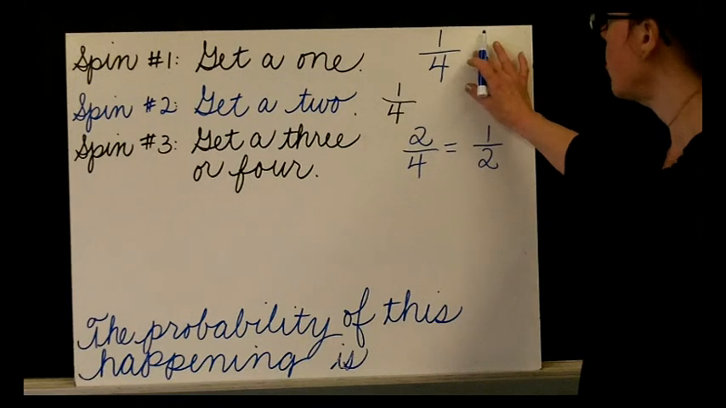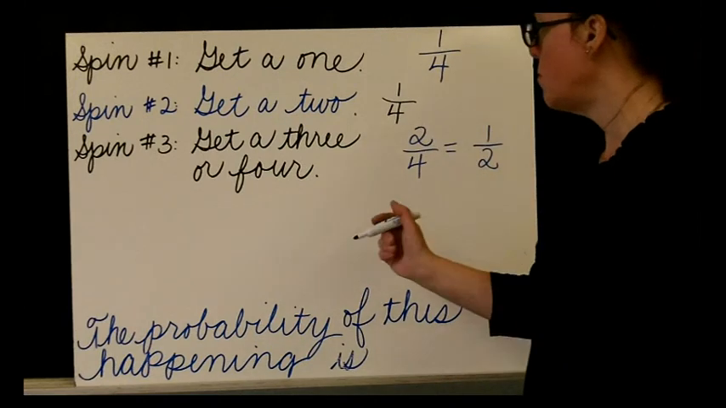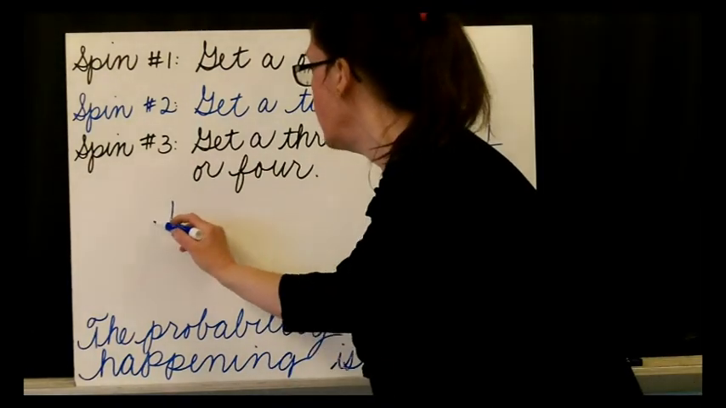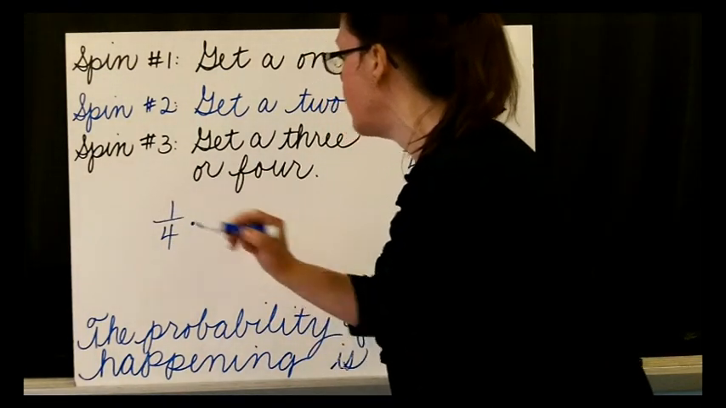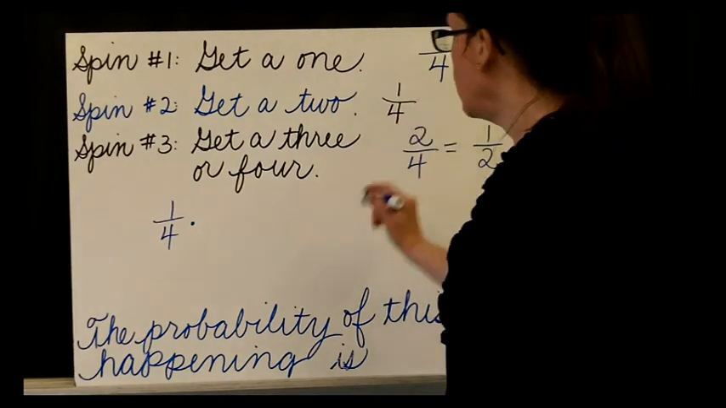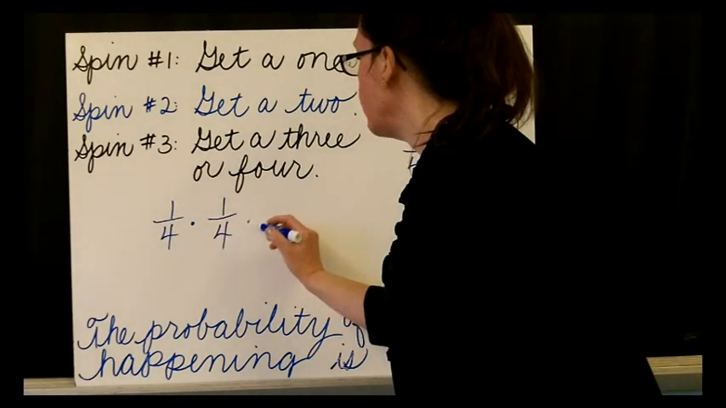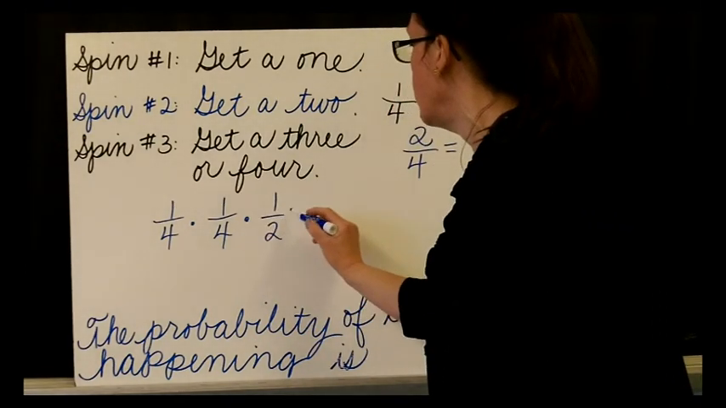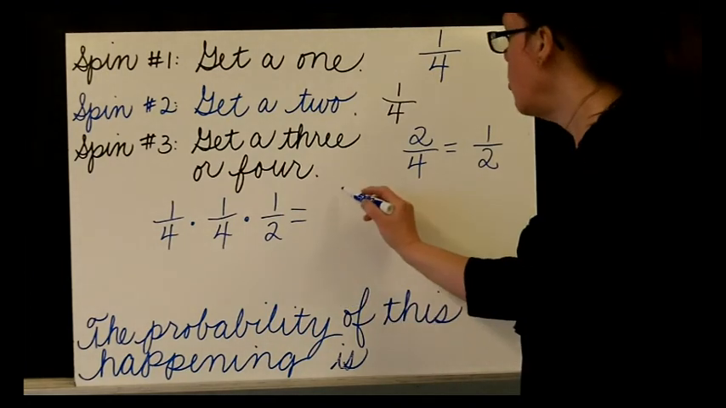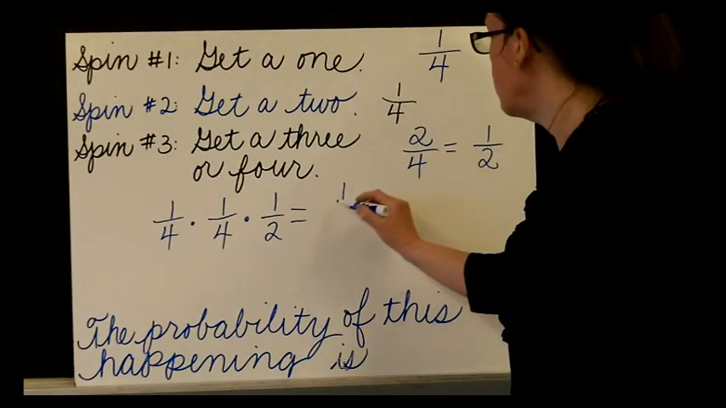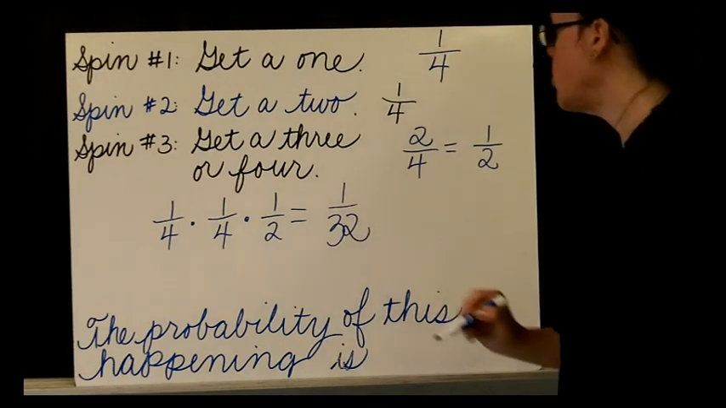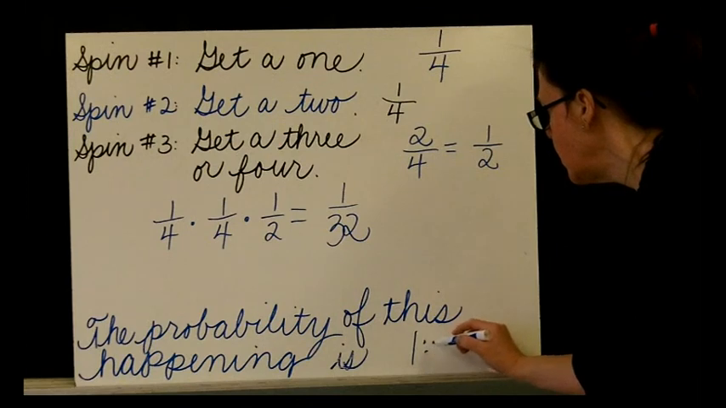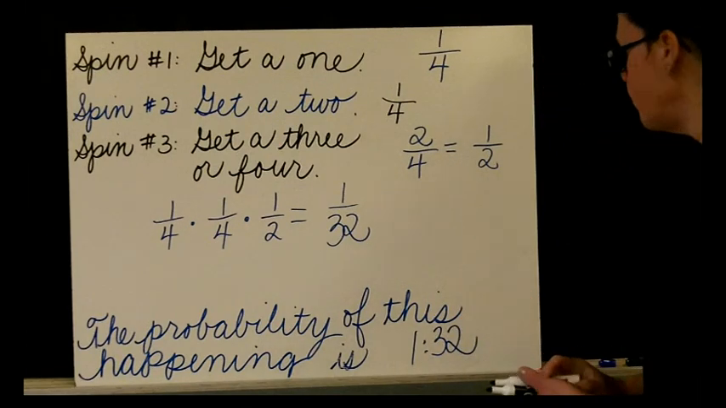And you remember we take our different numbers and we multiply them. It doesn't matter that these are fractions. The method stays the same. We have 1/4, that's our probability of our first spin. We have 1 in 4 probability for our second spin. And our third spin is 1 in 2. And when we multiply that, we get 1 in 32. So the probability of this happening is 1 to 32. It's kind of a long shot.